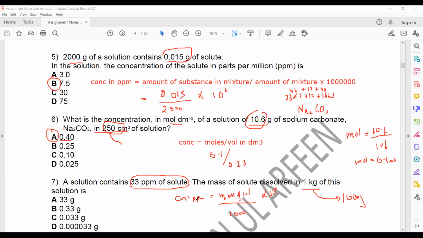So in this concentration in ppm, I'll substitute 33. So 33 multiplied by 1000, because in gram, divided by 1 million, which will be 0.03 grams. Is it clear, these questions which relate the mass or volume to concentration? Any doubt in this?